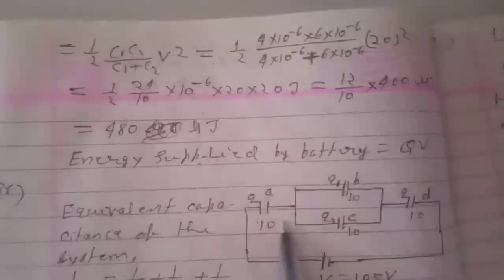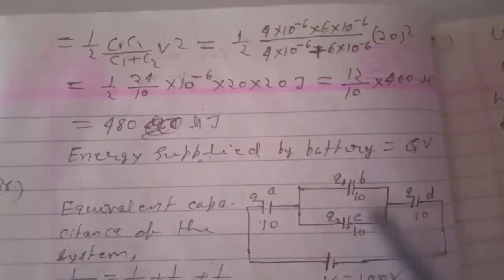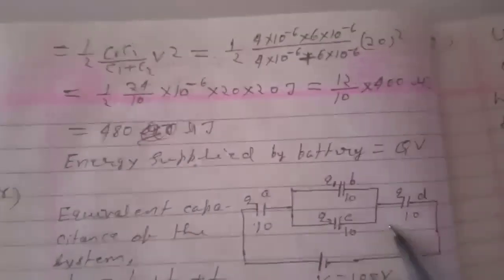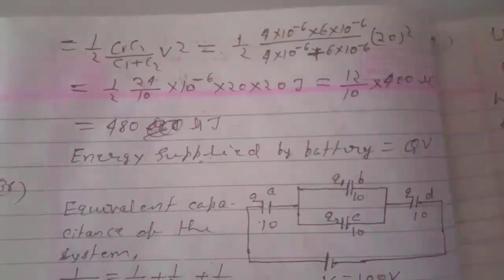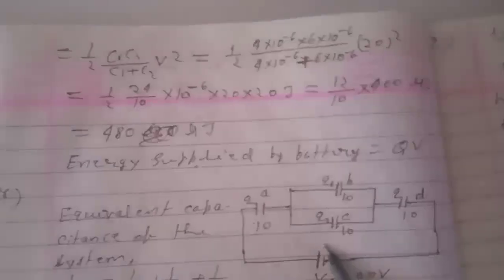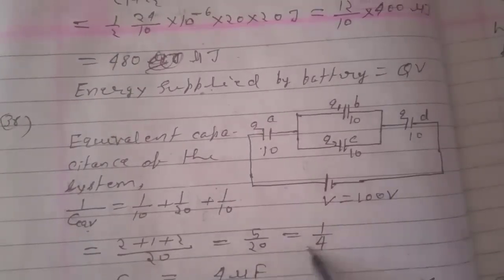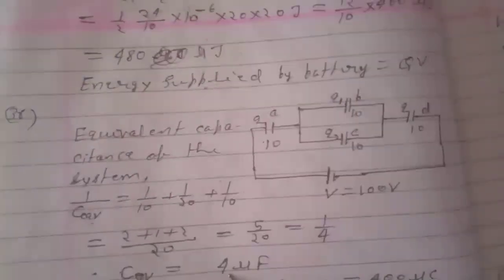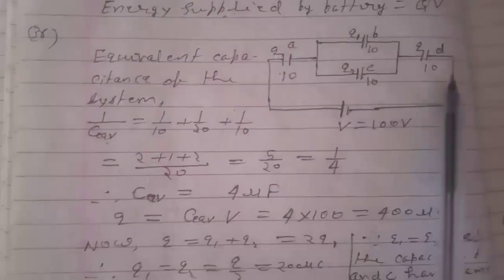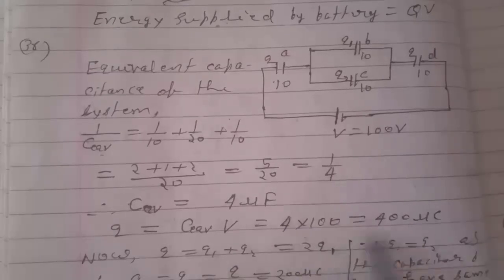So here, this is in parallel and again this is in series. So first we calculate the equivalent capacitance, which will be 1 by C equivalent equals 1 by 10 plus 1 by 20 plus 1 by 10, or equals 2 plus 1 plus 2 by 20, equal to 5 by 20, or 1 by 4. Hence C equivalent will be 4 microfarad. Now the charge will be Q equals C equivalent into V, or 4 into 100, 400 microcoulomb.